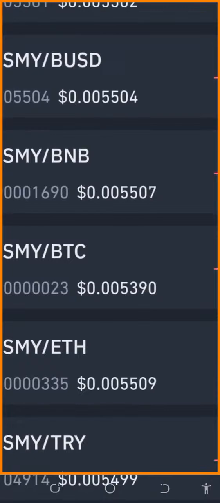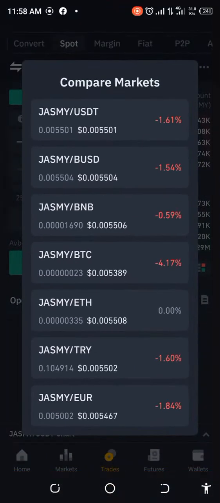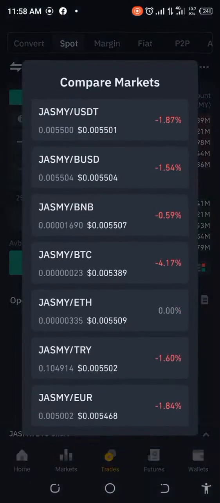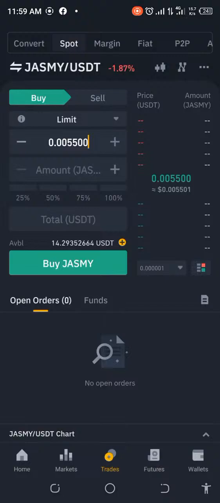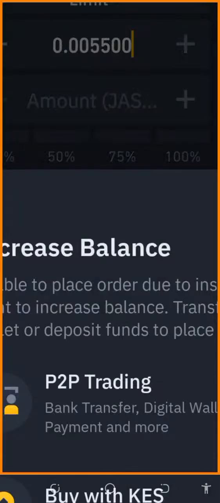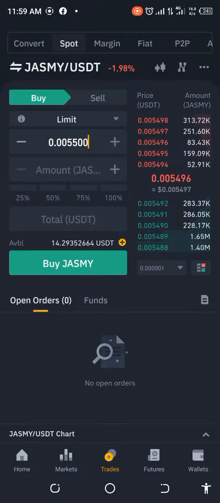And like I always say, you need to always simulate first. So the first thing I want to do is simulate. I'm going to work with the Jasmine/BTC first, simulating with the amount of money that we have here. Don't forget what we have; let me go back to Jasmine USDT so that you will see. What we have is 14.2935 USDT. So I'm just going to use that to simulate.